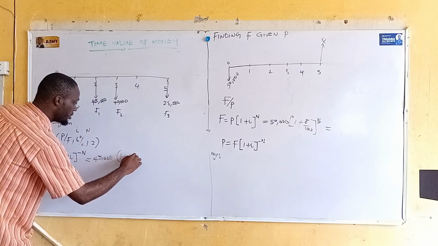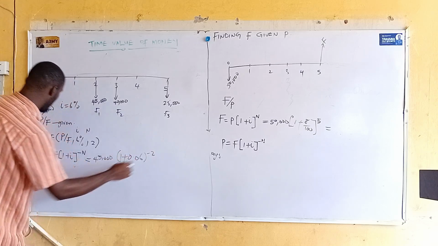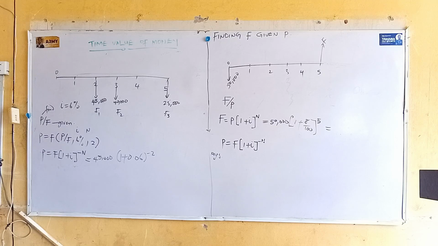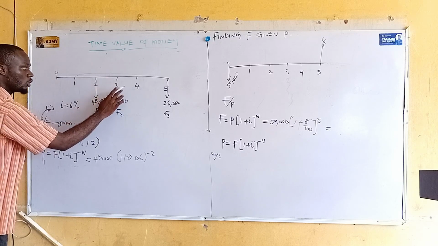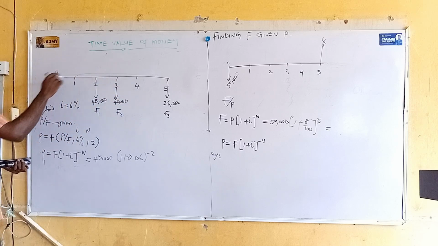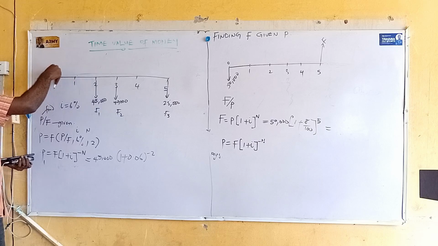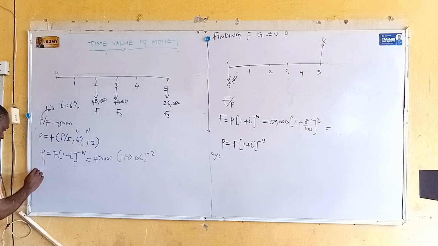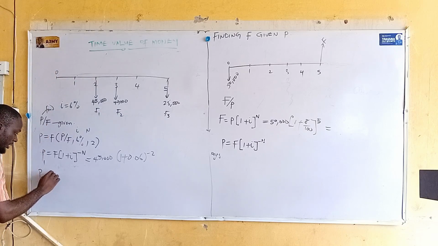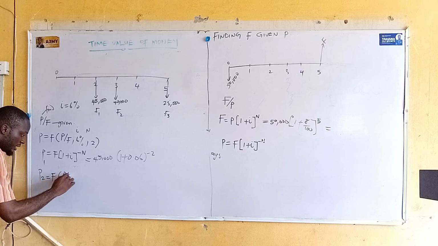1 plus 0.06. Do you understand? Let's call this one U1. Then this one, I will take as present. So this is your origin. You count 1, 2, 3. So the same thing: P2 will be, you are looking for P given F.